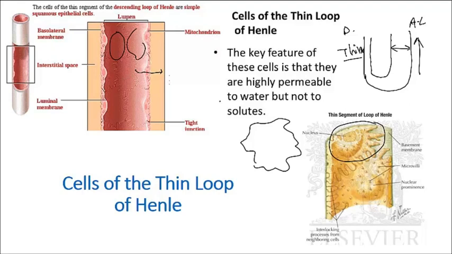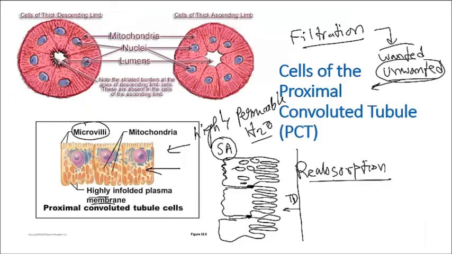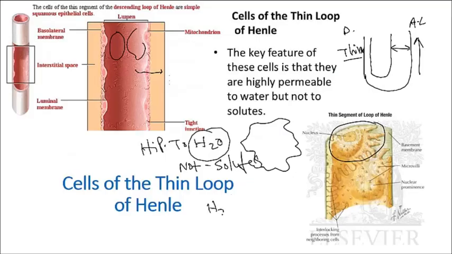Now in this case, the key feature of the cells is that they are highly permeable to water, but not at all permeable to solute. Remember the proximal convoluted tubule we saw: permeability for water is very high, and permeability to solutes is also very high. Here permeability towards water is very high, but permeability for the solute is very low.